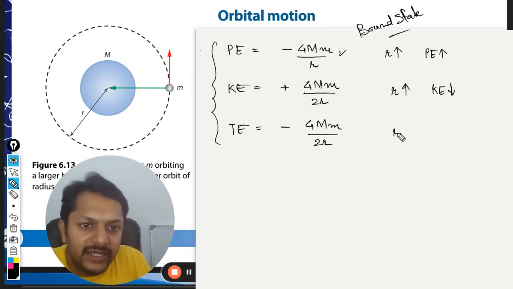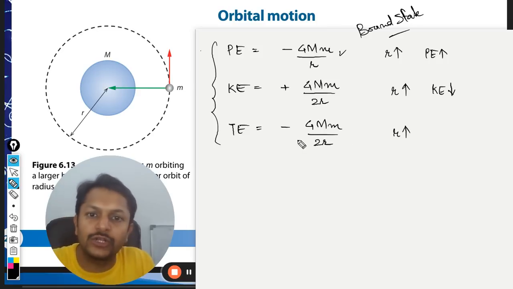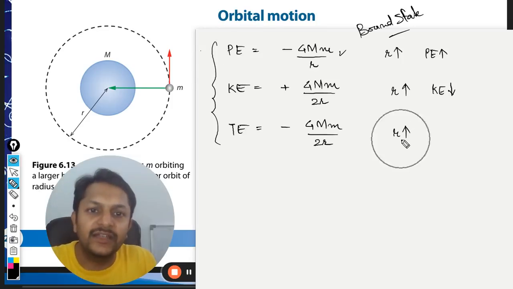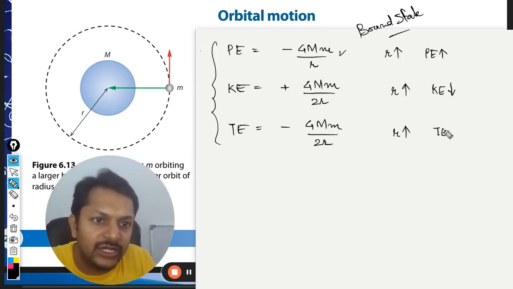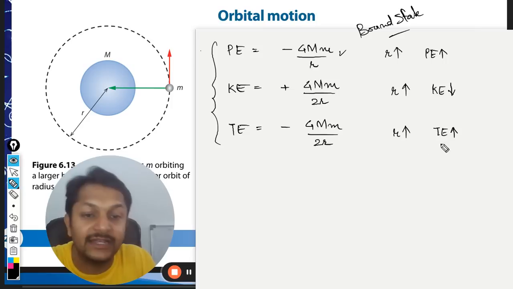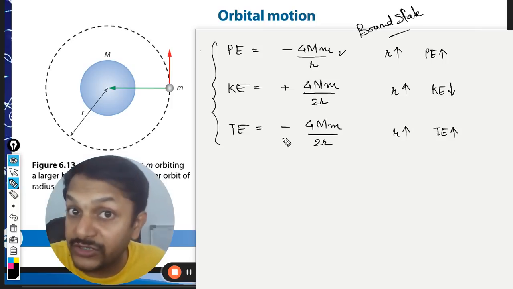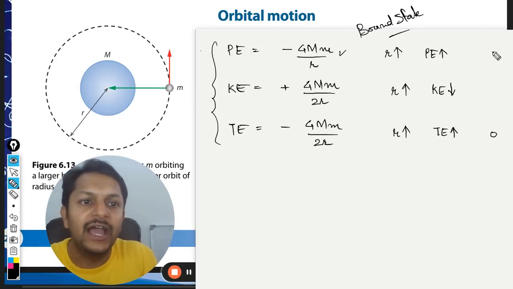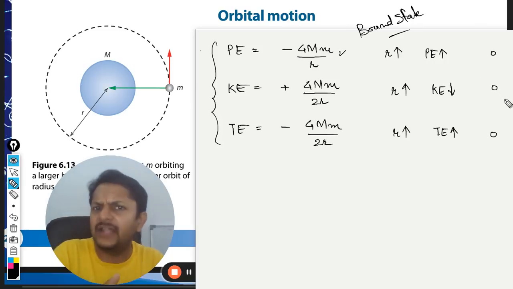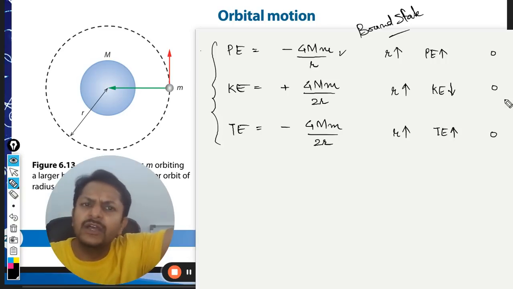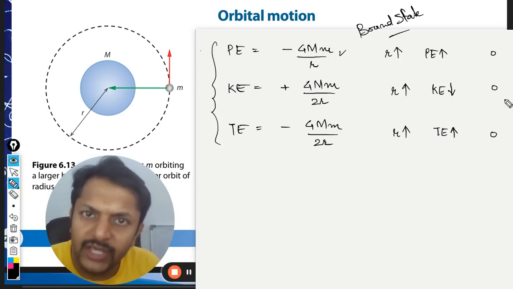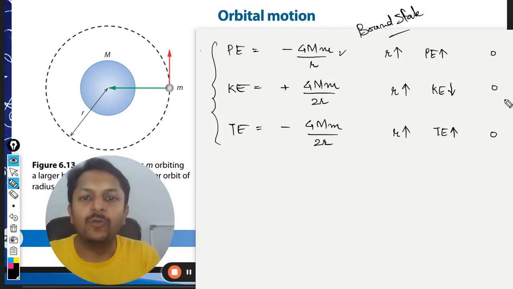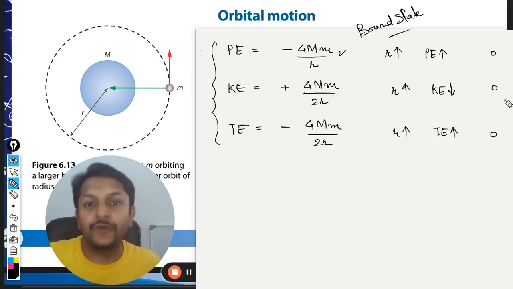A similar thing can be said about the total energy, similar to potential energy: if the radius increases, the total energy is also increasing because the total energy is negative. And at infinity, the total energy becomes zero. At infinity, potential energy is zero. And at infinity, we will assume that the kinetic energy will also become zero. Okay, so this is the bound state for you.